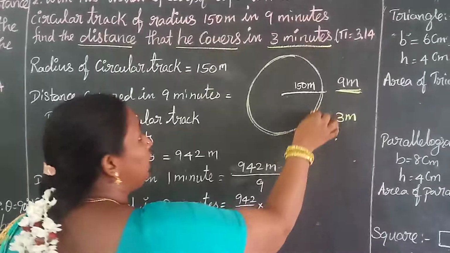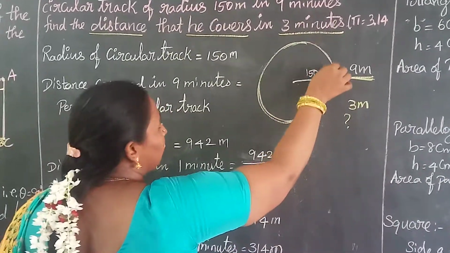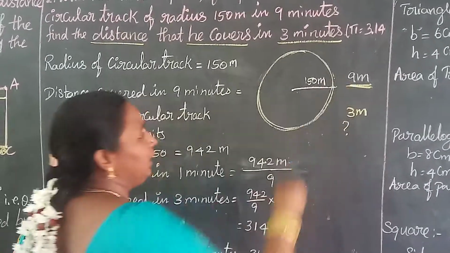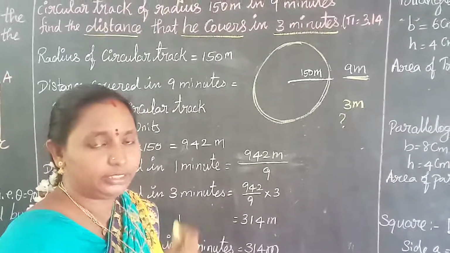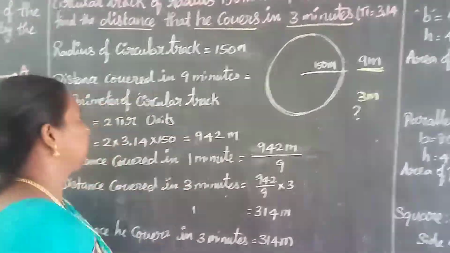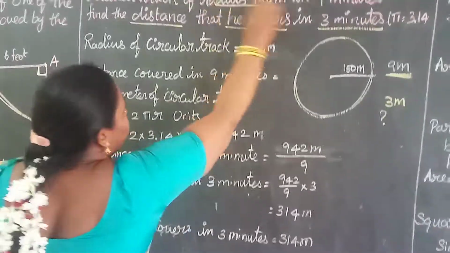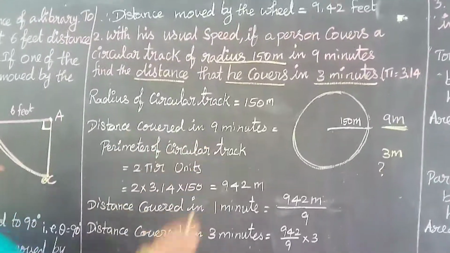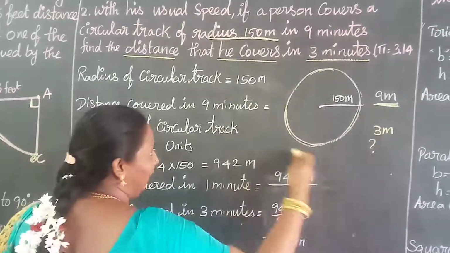So in 9 minutes he covered this whole circular track. The perimeter of the circle is nothing but the distance covered by him. Am I right? The distance covered by him in 9 minutes. The radius of the circular track is given as 150 meters, and the distance covered in 9 minutes is nothing but the perimeter of this circle.